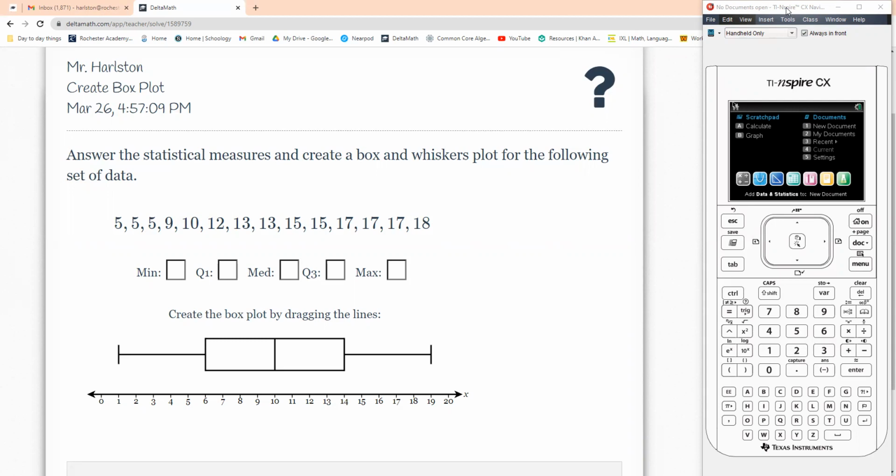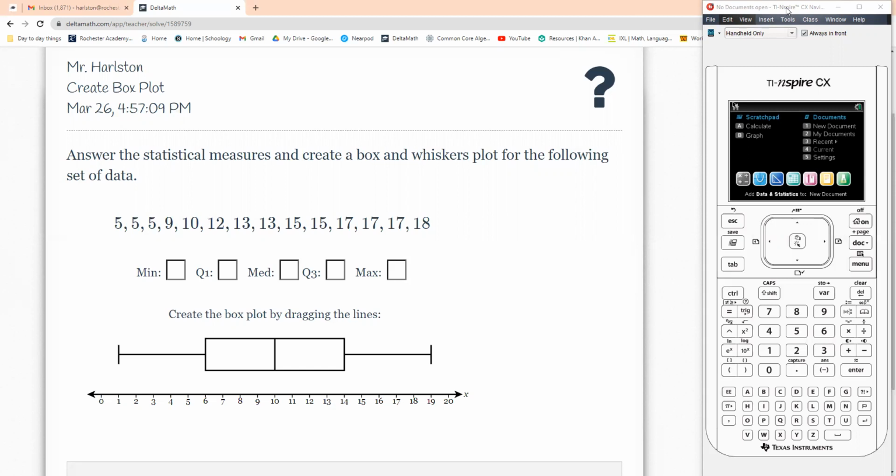So the median of the first half is 9. So that's going to be quartile 1. And then I'm going to do the same thing on this side. I need to get rid of this one. Okay, so now I'm going to mark.